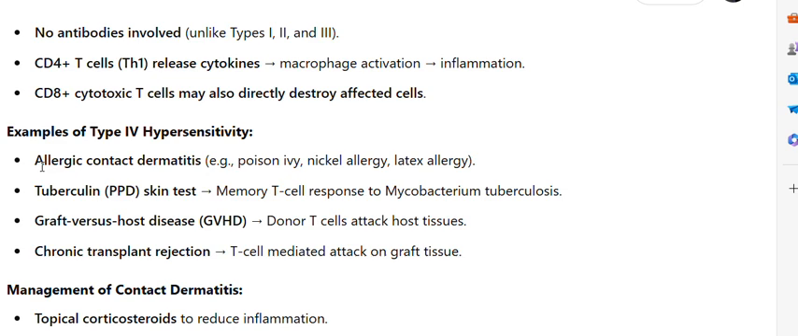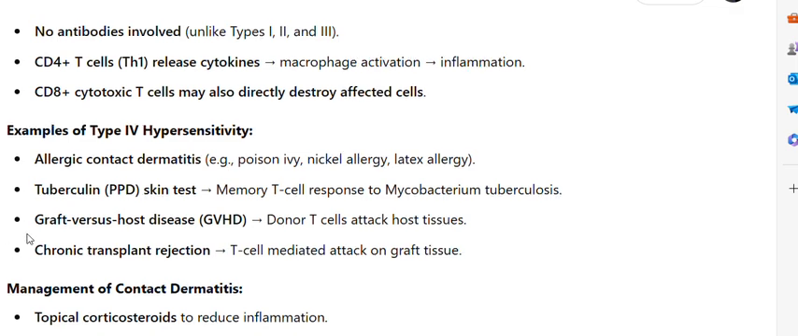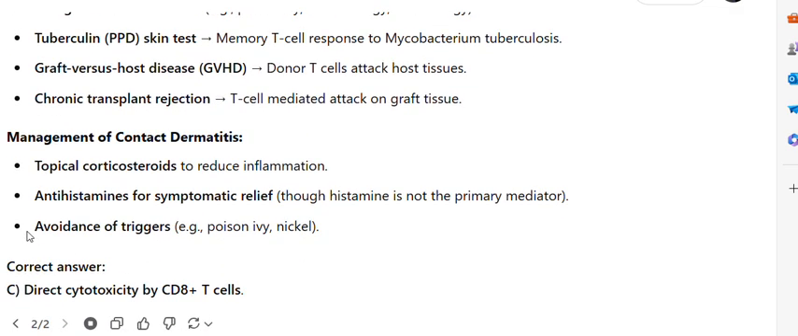GVHD, where donor T cells attack host tissues; chronic transplant rejection, a T-cell mediated attack on graft tissue. Management of contact dermatitis: topical corticosteroids to reduce inflammation, antihistamines for symptomatic relief, though histamine is not the primary mediator, and avoidance of triggers, e.g. poison ivy, nickel. Correct answer C, direct cytotoxicity by CD8 T cells.